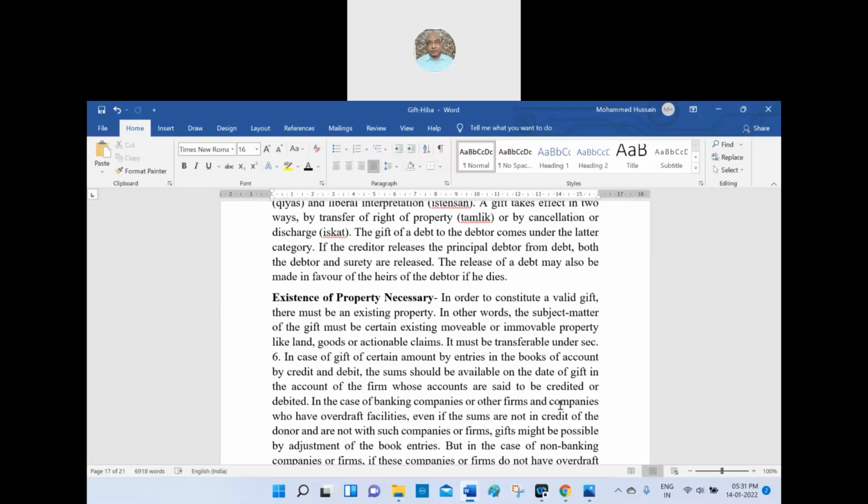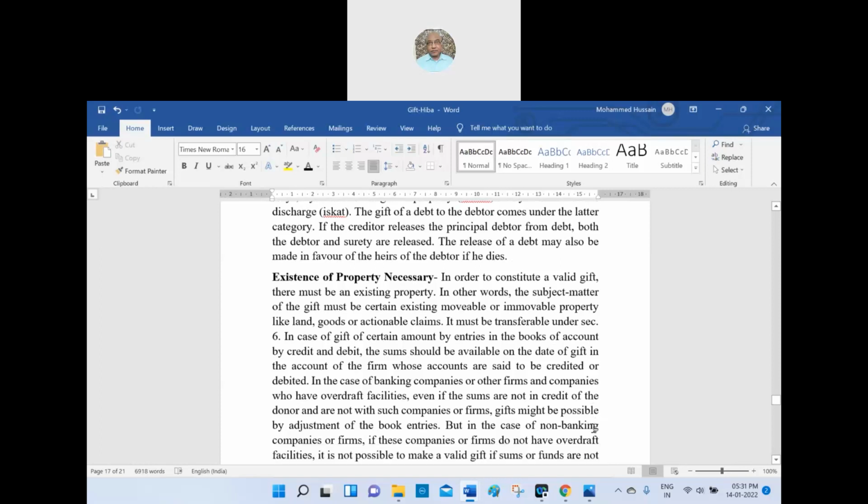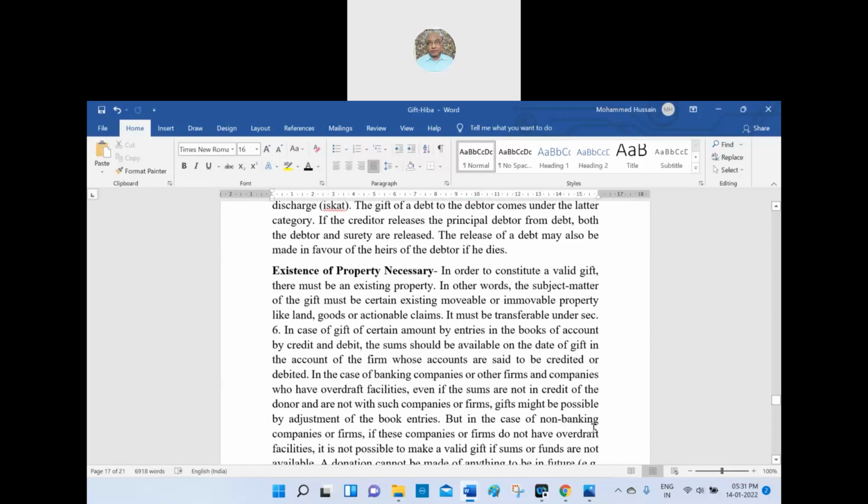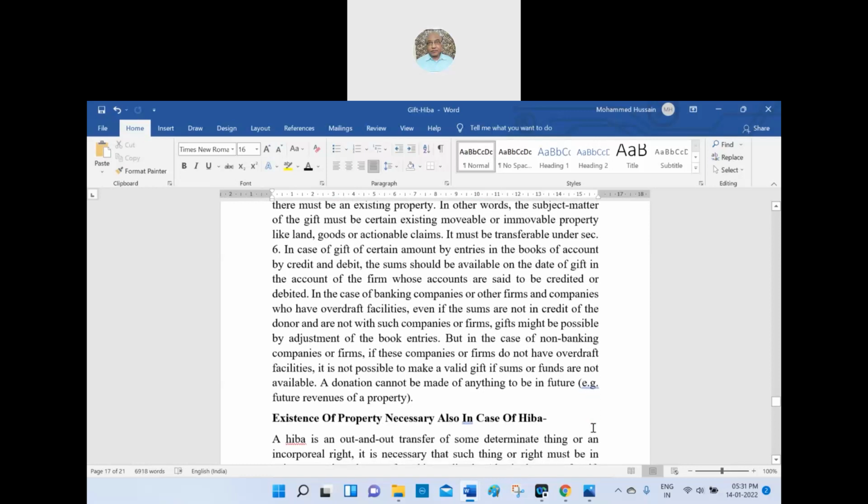In the case of banking companies or other firms and companies that have overdraft facility, even if the sums are not in the credit of the donor or with the company or firm, a gift may be possible by adjustment of the book entries. Of course, overdraft also people will make use of at the time. The bank will encash it, because they have the faith that this man is a regular customer and he will definitely deposit.